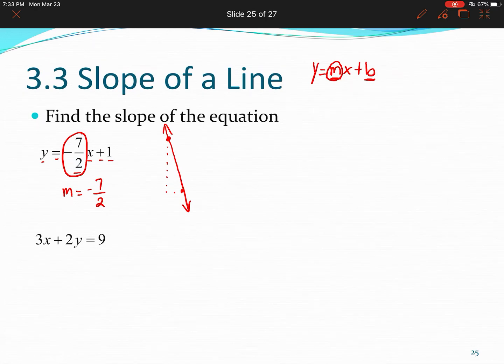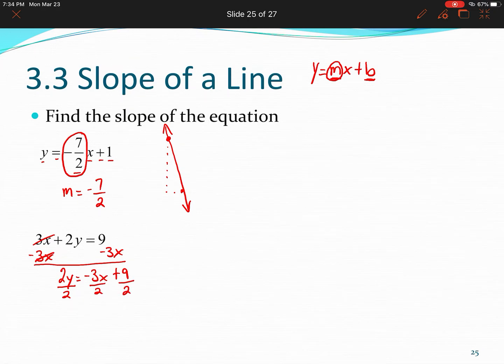But look at the next equation. It's not in this form already, and so what we need to do is get it to be in this form. You'll remember from earlier chapters in this class, we've talked about how to solve for a variable, how to get x by itself or y by itself. In this case, we're trying to get y by itself. And so we need to first take this 3x and move it to the other side. It's positive, so we'll move it by subtracting it. We'll subtract it on both sides of our equation. And 3x minus 3x is 0, which is what we wanted. And we get 2y is equal to negative 3x plus 9.